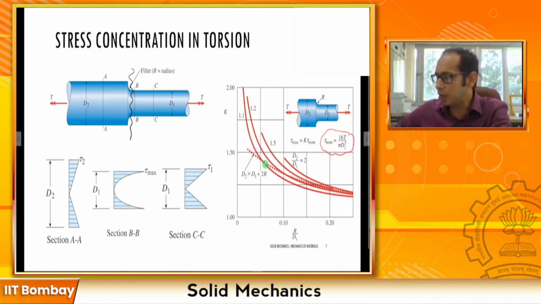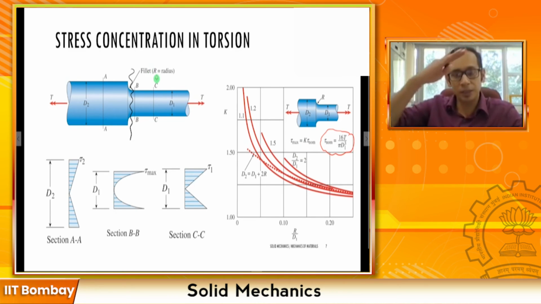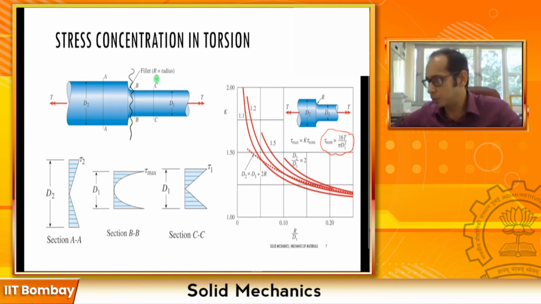And all this chart tells you is how your tau max, which is happening at this interface, depends on the nominal value through this factor K. So K is sort of that amplification factor. The stress amplification factor is always higher than 1. And how it depends upon the fillet radius, right? Remember, if you have a very nice and smooth transition, then it is going to be lesser. If you have a sudden jump, the stresses are also going to jump up in those regions, right?